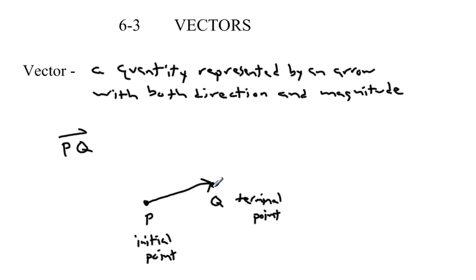So vector PQ is this segment going from P to Q, except it starts at P and ends at Q. So in a sense, it's like a segment, and it's like a ray. It's got direction. This one's going up at about 10 degrees. And magnitude, meaning the length of this, maybe in this case 5 inches.